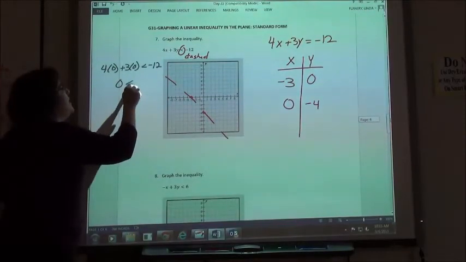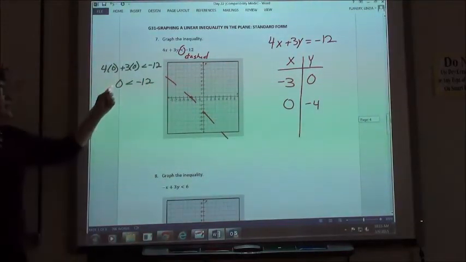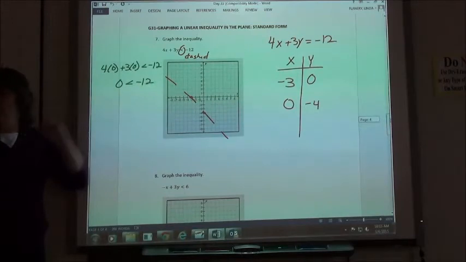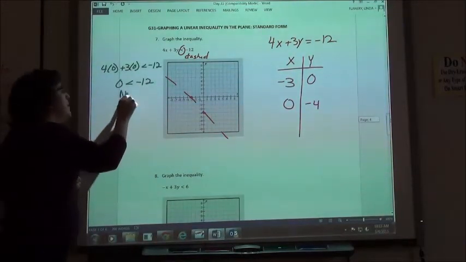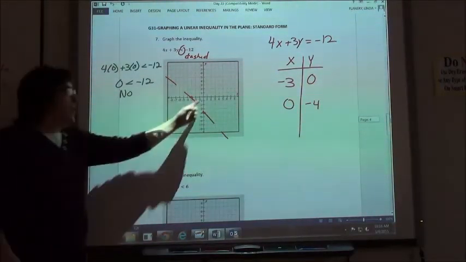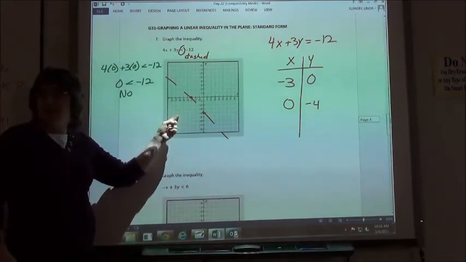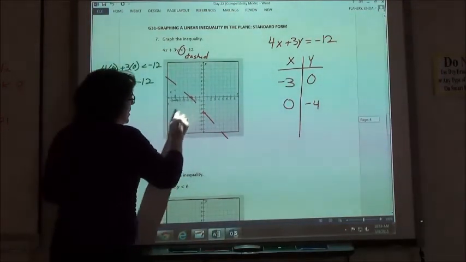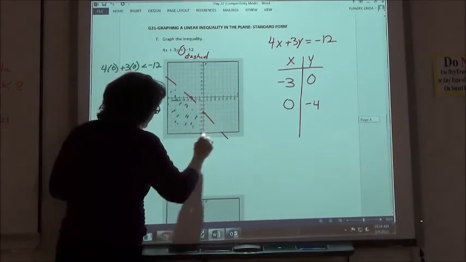Is 0 less than a -12? Is 0 less than a negative number? It's not, right? 0 is bigger than a negative number. So that means I'm not going to shade the 0, 0 side. I'm not going to shade this side. That means I have to shade this side. So I end up shading below my line over here.